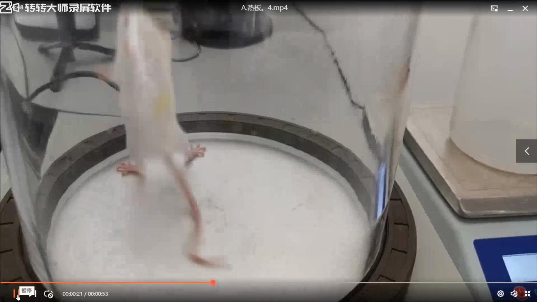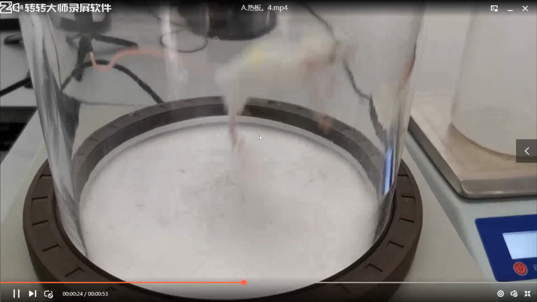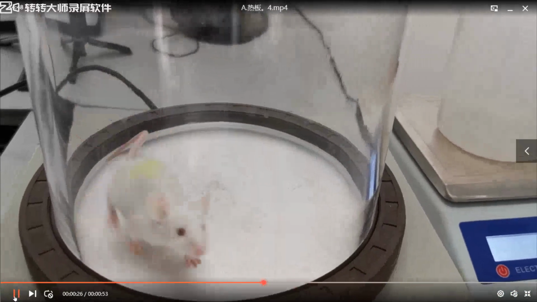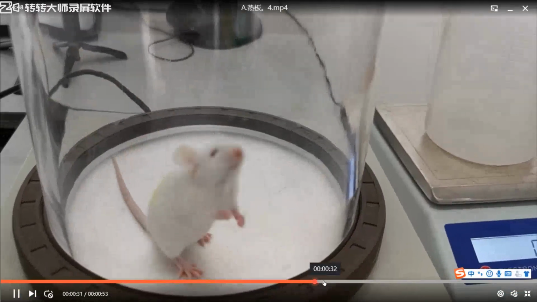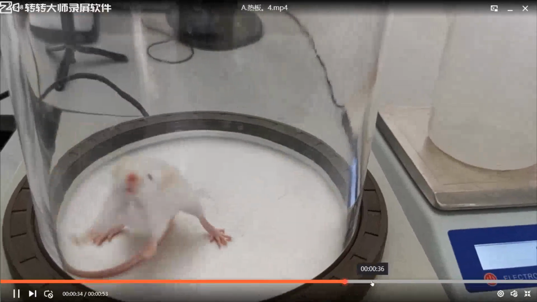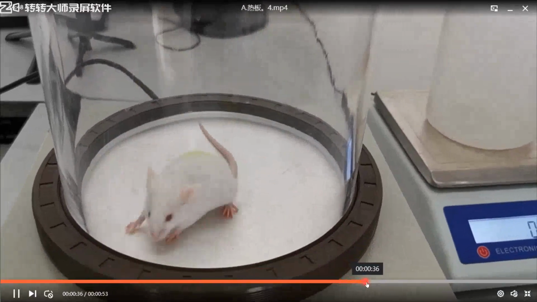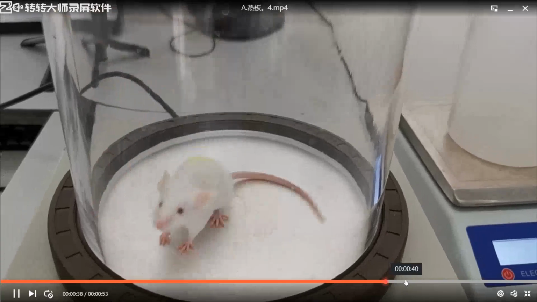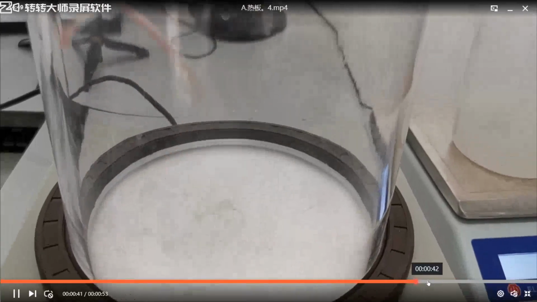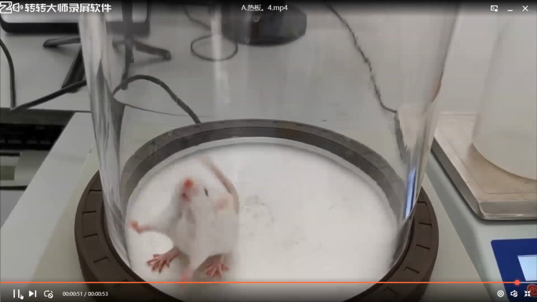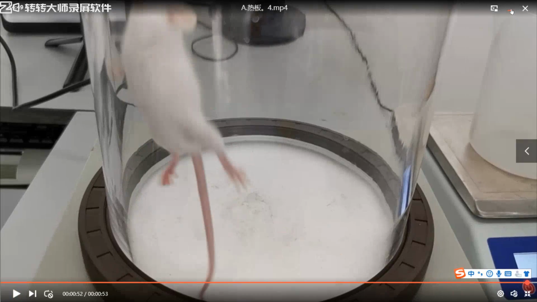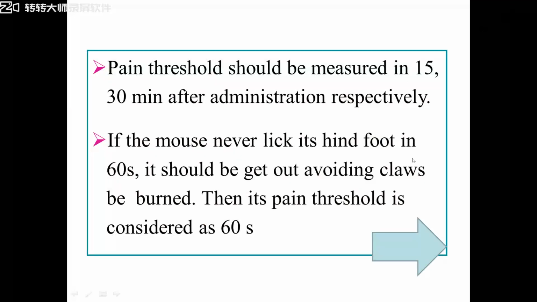Do you remember? Because on the back, this mouse, we injected PE. We injected the tested drug. And from this video, you have seen the pain threshold is prolonged by PE. Okay, and we also said if the pain threshold is more than 60 seconds, you should take the mouse out.